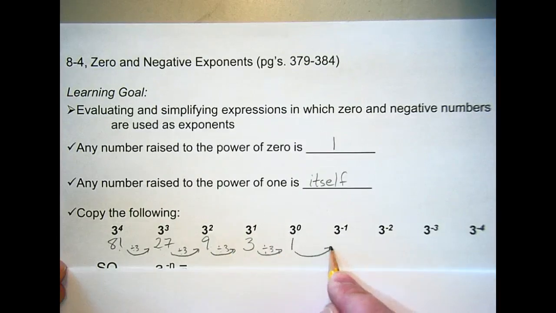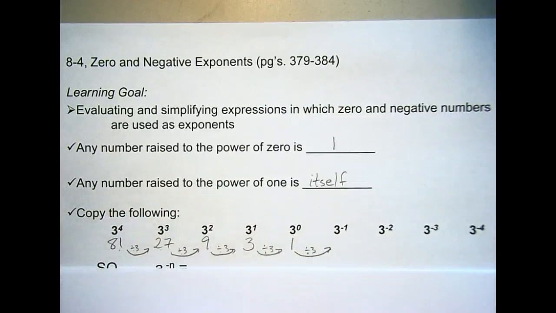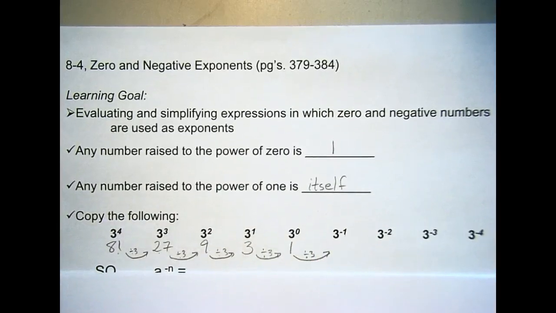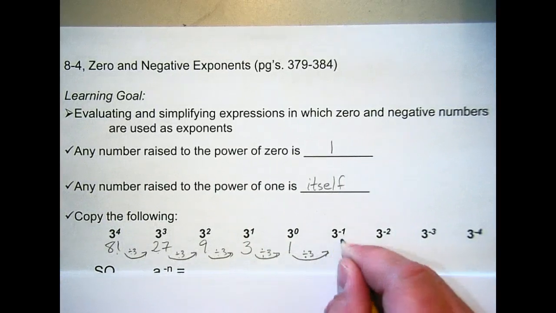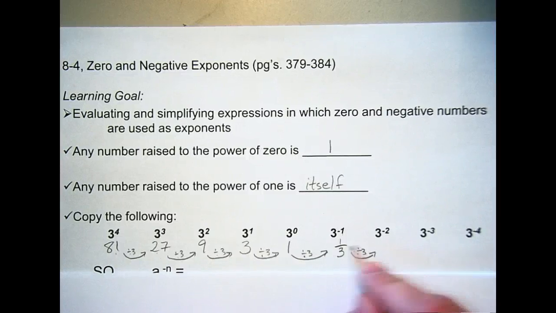1, if we divide by 3, we should be able to get 3 to the negative 1st. What's 1 divided by 3? 1/3. And if we want to get negative 2nd, we should be able to just divide by 3. What's 1/3 divided by 3? 1/9. And 1/3 divided by 3 is 1/9.